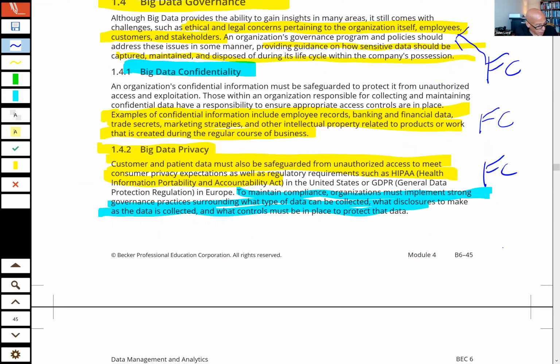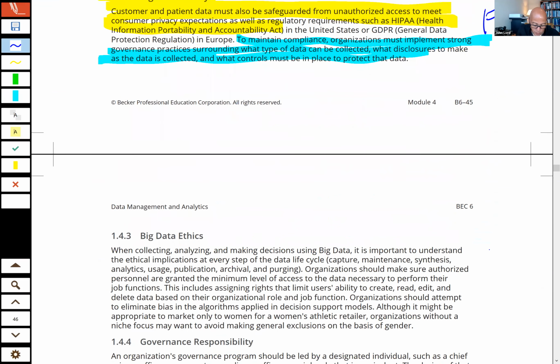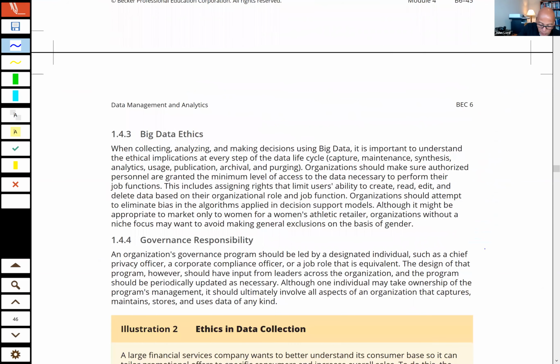Coming over to the next page and continuing some of our considerations here. When we talk about big data ethics, flashcard that: big data ethics organizations, right here, I'm going to highlight, should attempt to eliminate bias in the algorithms applied in decision support models. Although it might be appropriate to market only to women for a women's athletic retailer, organizations without a niche focus may want to avoid making general exclusion on the basis of gender. And so I think we're all aware of that. So that's something that's important to consider.